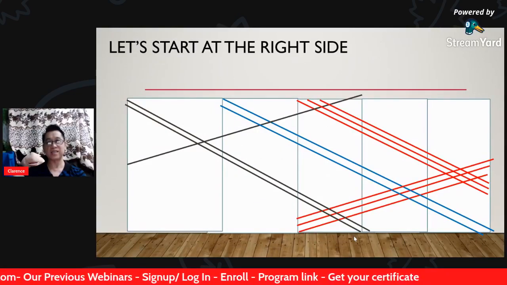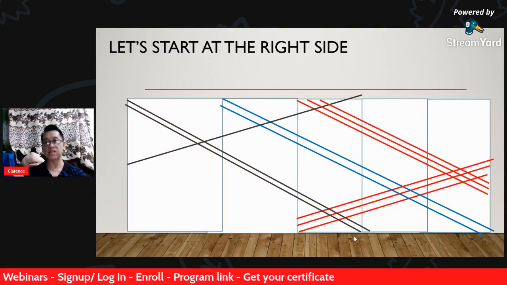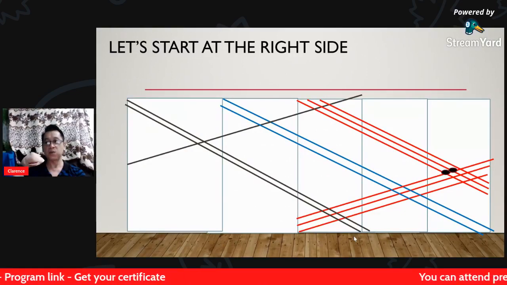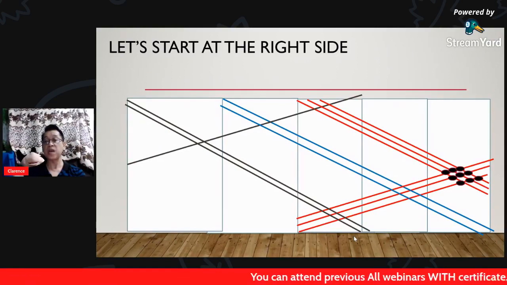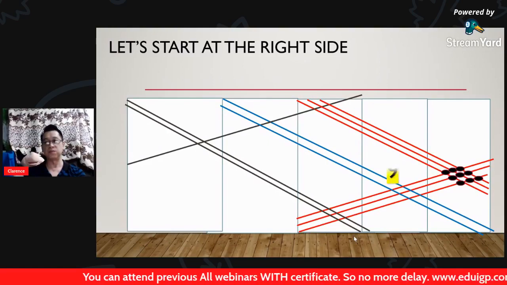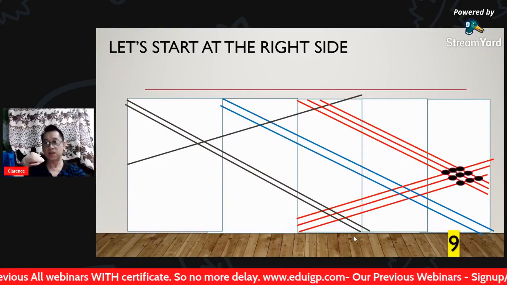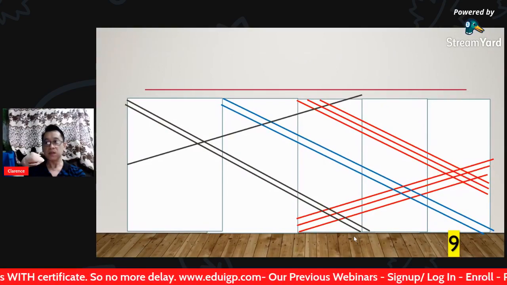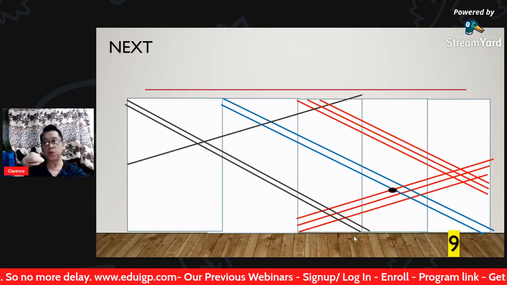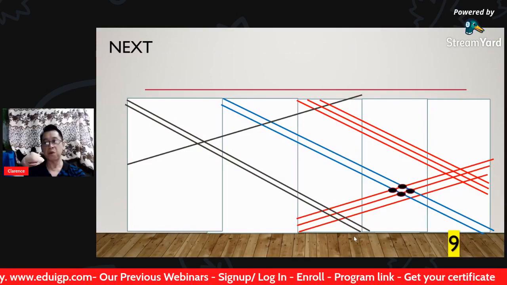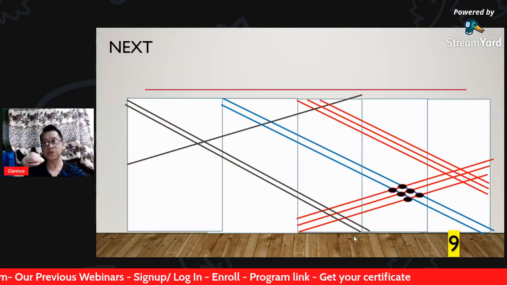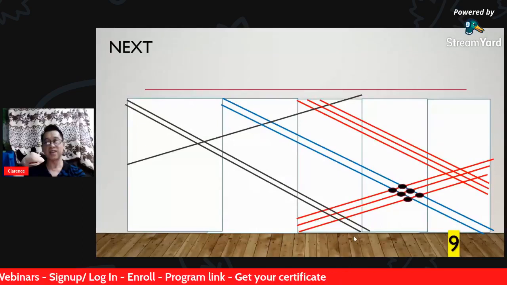Let's start at the right side again, counting the intersections. Okay. 1, 2, 3, 4, 5, 6, 7, 8, 9. So we have 9 intersections coming from the first column. So let us place it, 9. Next one, the second column, we have 1, 2, 3, 4, 5, 6. So there are 6 intersections.